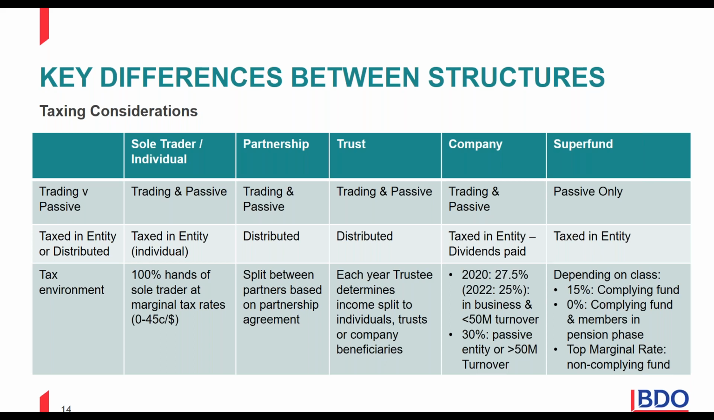To the extent that the company just derives passive income from things like rent, the 30% corporate tax rate applies regardless of turnover. And that can be really relevant to consider, and it's also relevant to consider if a company receives a distribution of a dividend that flows through a trust, that can attract the 30% tax rate as well. 30% is also the tax rate for non-base rate entities, so turnover greater than $50 million. But for rule of thumb planning purposes, we generally work on the basis that a company is likely to be taxed at 27.5%, having regard to all else being equal.